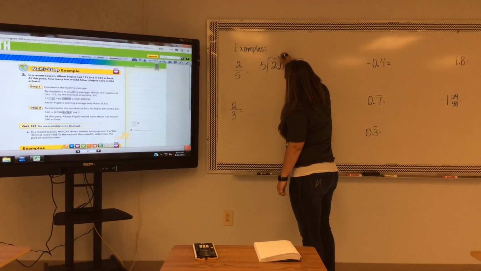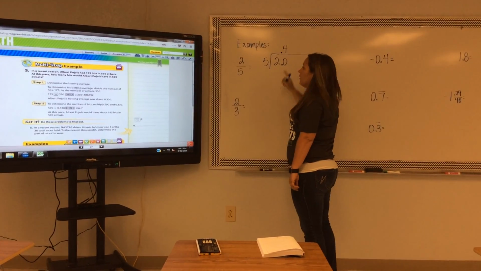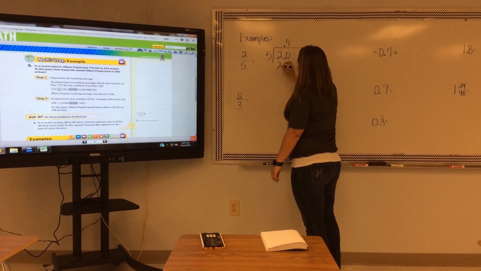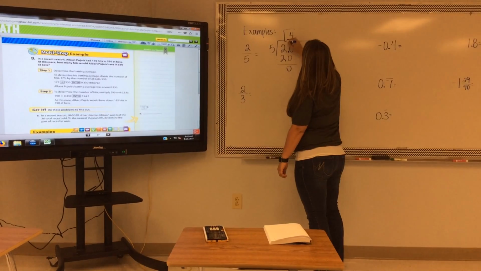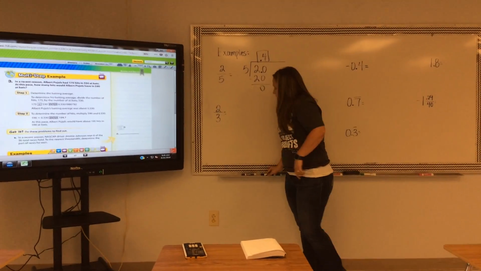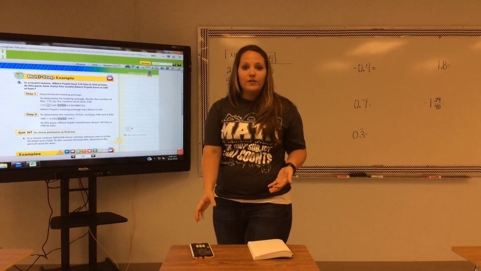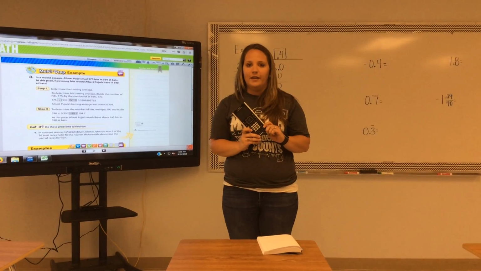I bring my decimal straight up. 5 goes into 20 4 times. 4 times 5 is 20. So since I have nothing left over, my final answer is 4/10 or 0.4. Now, that's how you've done it in years past. This year, 8th graders get to use a calculator.